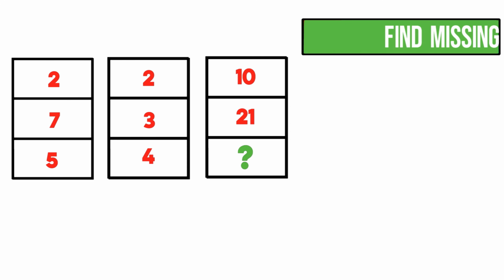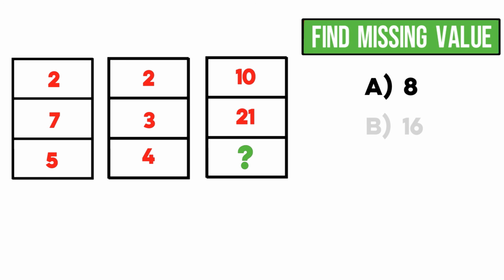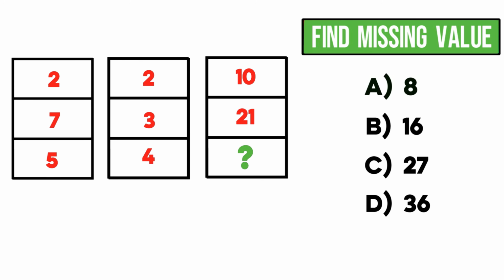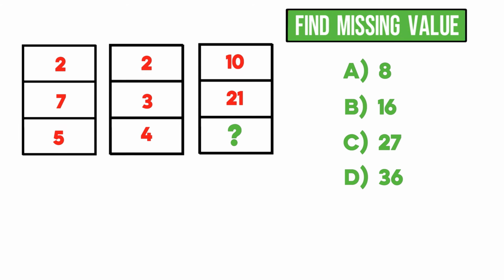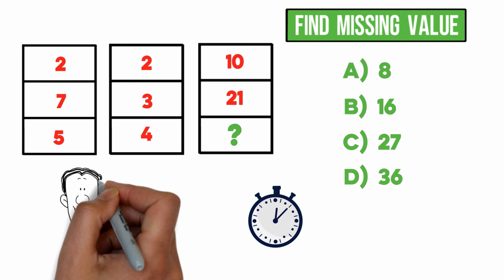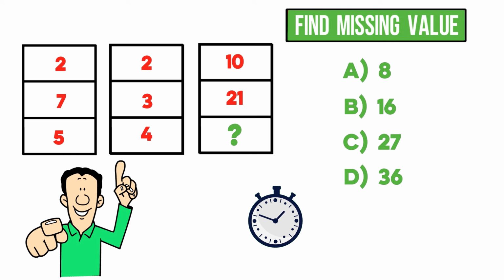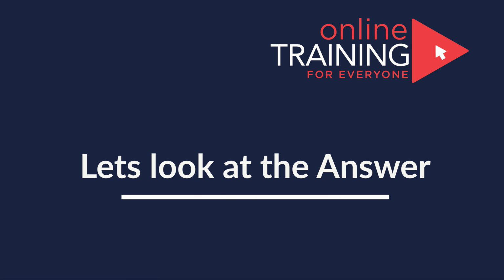You need to find the missing value, and you have 4 choices to choose from. Choice A, 8. Choice B, 16. Choice C, 27. And choice D, 36. Do you think you can recognize the missing value? Give yourself 5 to 10 seconds to see if you can come up with the answer. Did you figure out the solution? Let's continue to see how we can get to the correct solution together.